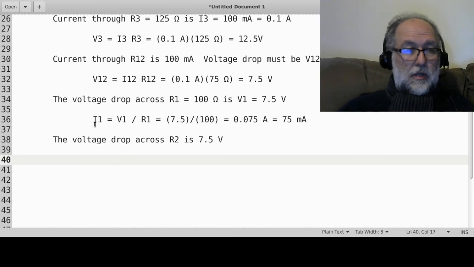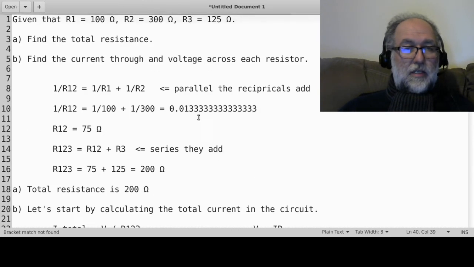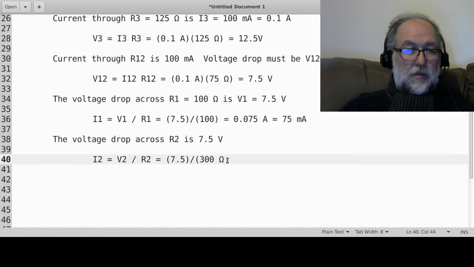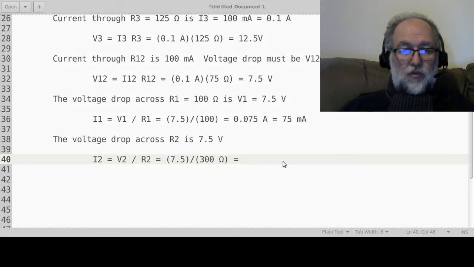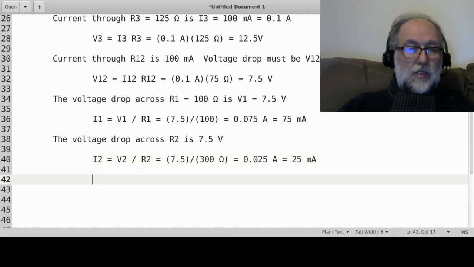All right, now what about this one? We've got that, only it's not 1, it's 2. And what's that going to equal? Well, the drop across V2 is again 7.5, but if you remember from up here, R2 was 300. So what's that going to equal? I'll do it on my calculator very quickly. Yeah, I don't need my calculator for that. It's going to be this, and that's going to equal 25 milliamps. All right, and so we're done.